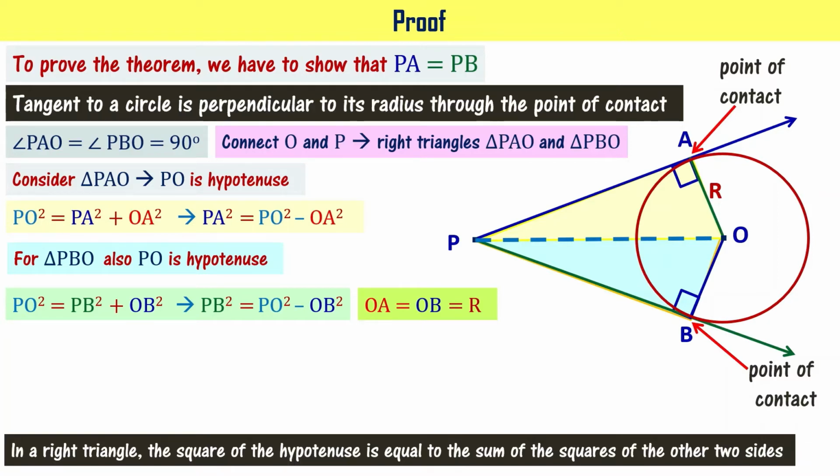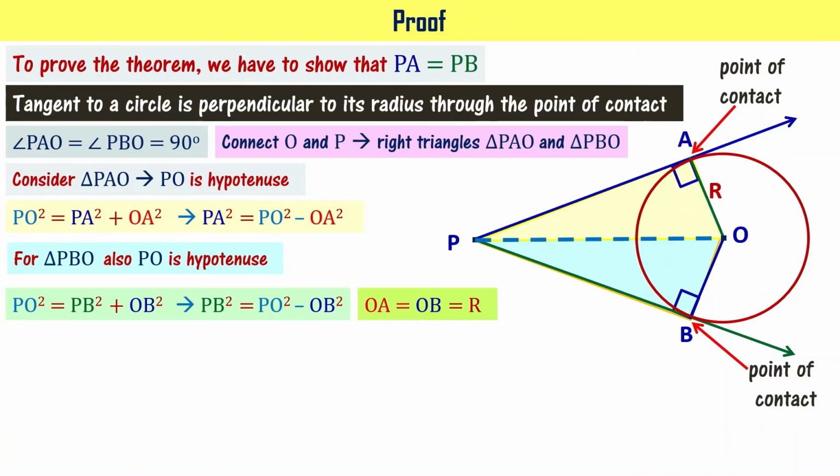When you substitute this into the first equation, PA square equal to PO square minus OA square, that can be written as PA square equal to PO square minus R square, right? Similarly, when you apply OB equal to R into PB square equal to PO square minus OB square, you can write that as PB square equal to PO square minus R square, right? Let's see the last two equations.